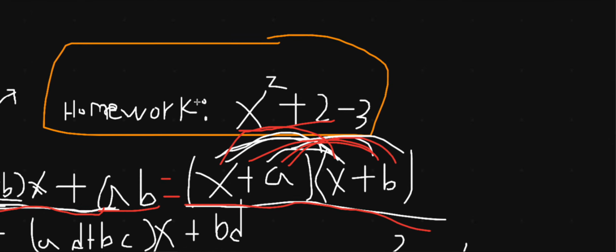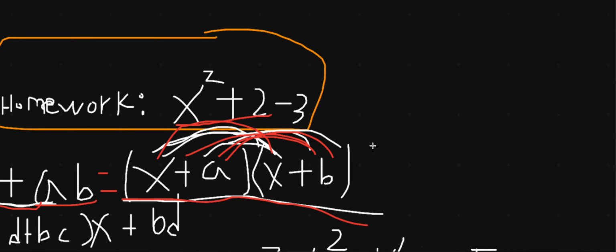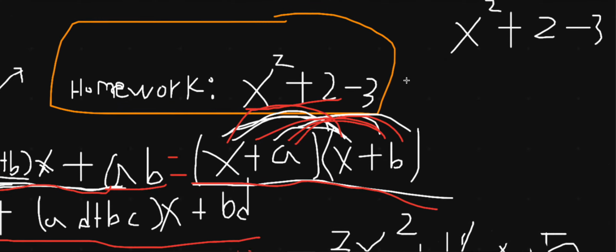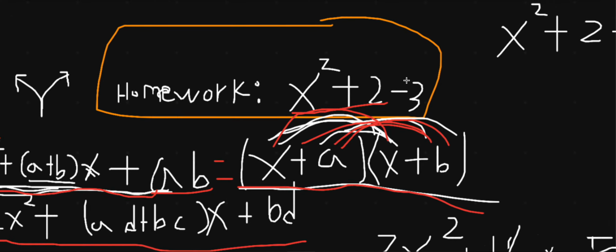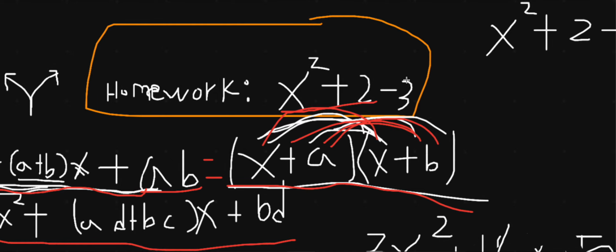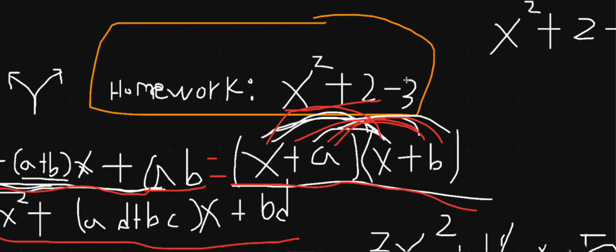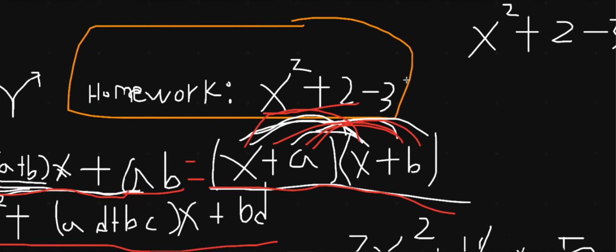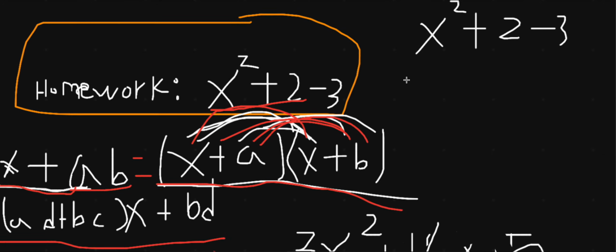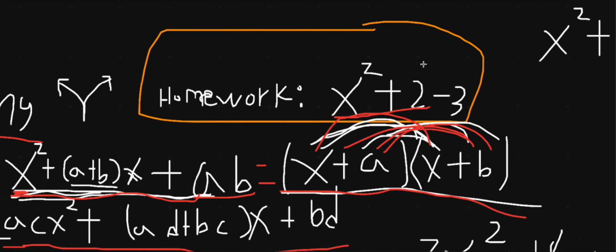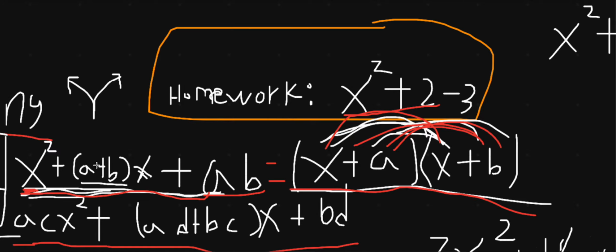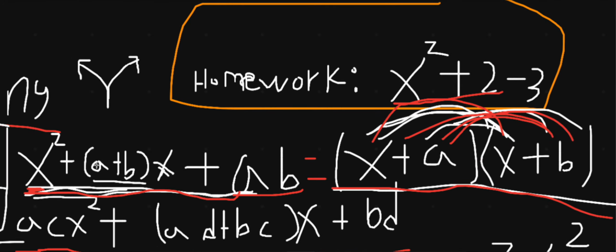So let's get to the homework question. The question is, x squared plus 2x negative 3, factor it. I wonder how to do this. Well, it's actually really simple. Use this formula, and you guys should try to figure it out yourself first, actually. Try to solve it.